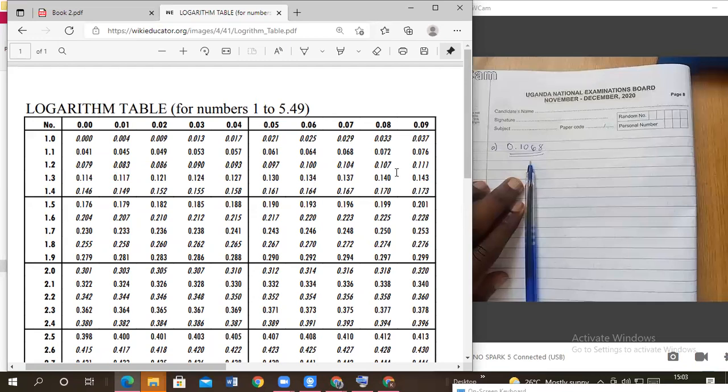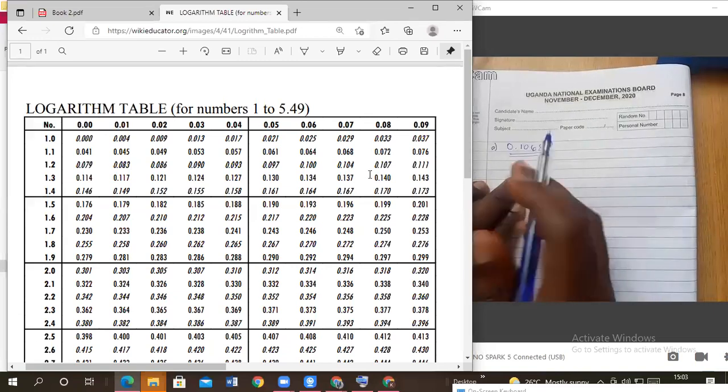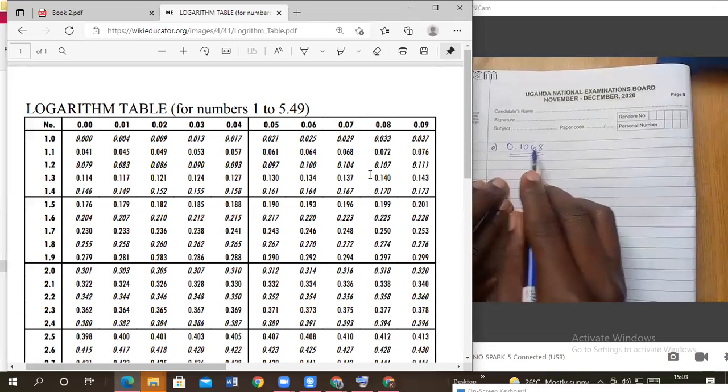So I think 0.106, it's not there, not so? So what do we do? The logarithm we want is 0.1068, not so?